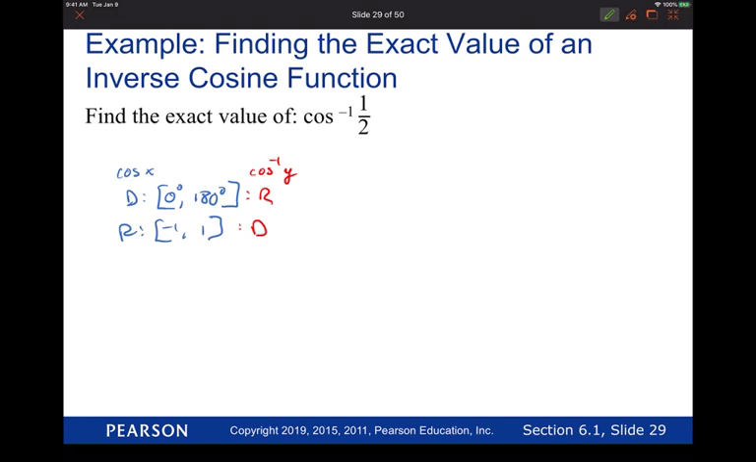So we're going to say inverse cosine of a half. It says find the exact value. Inverse cosine of a half equals, we're going to say equals x. Again, this means cosine of some angle gives us a half. So cosine of what angle gives us a half? Is cosine our x or our y on the unit circle? Cosine is our x. What angle gives us a half?